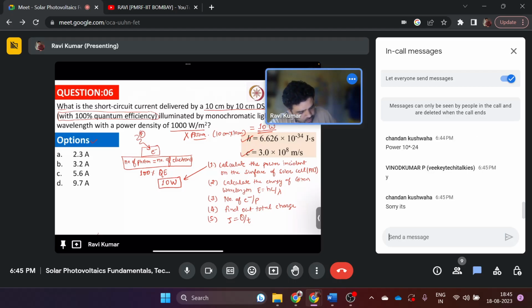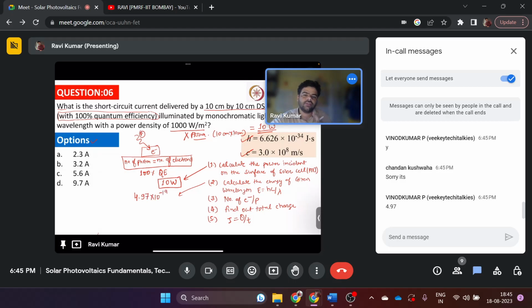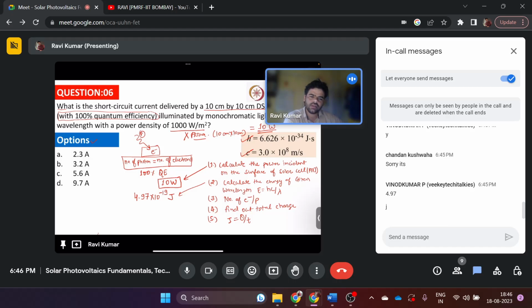So it is 4.9. I can write 7 into 10 to the power minus 19, and the unit will be joule. Joule per second, sorry, joule second. Why joule second? Second will be gone. Yes, hc, sorry. Okay, only joule. That is the energy. Energy will be in joule only.